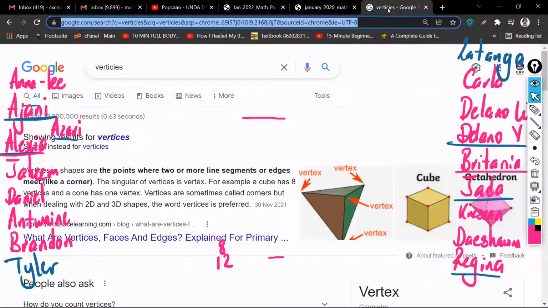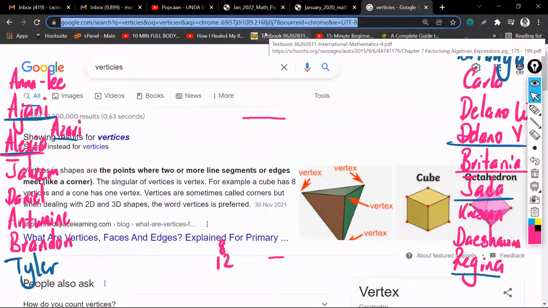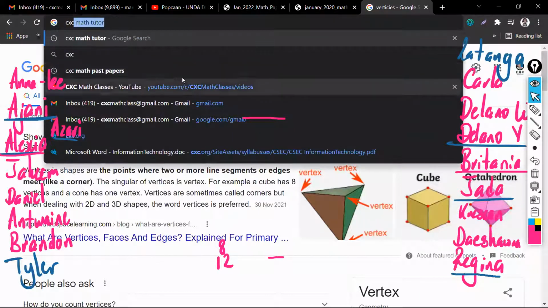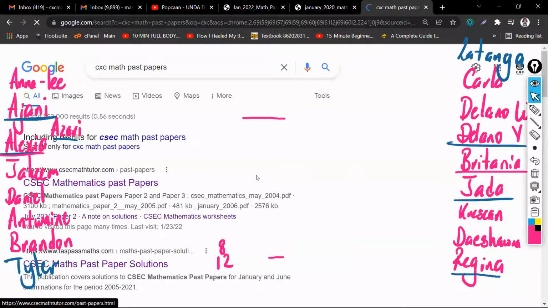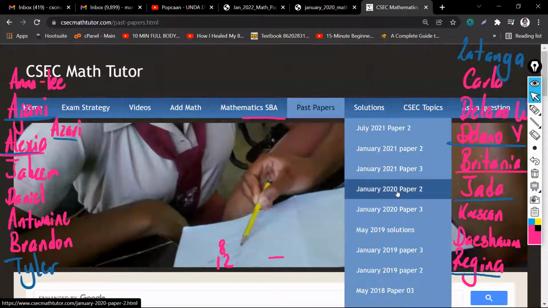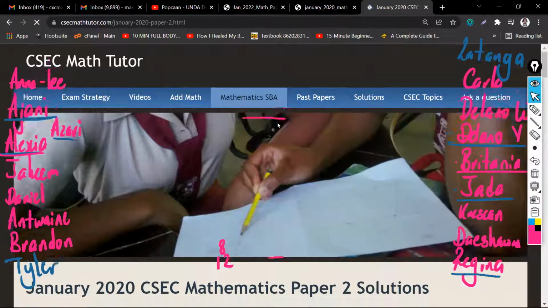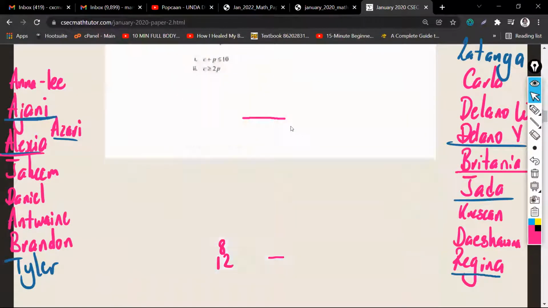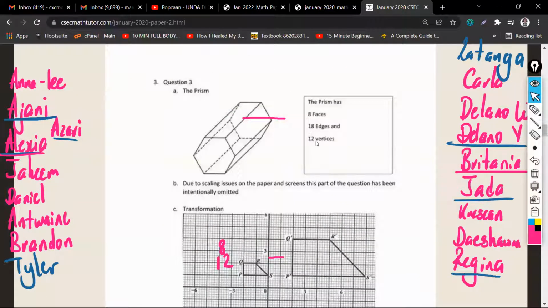Let's check the solution for a second though. CXC math tutor, let's look at the solution. Let's see what they say in the exam solution. This is January 2020 paper 2. The solution for that one says 12 vertices, 18 edges and 8 faces.